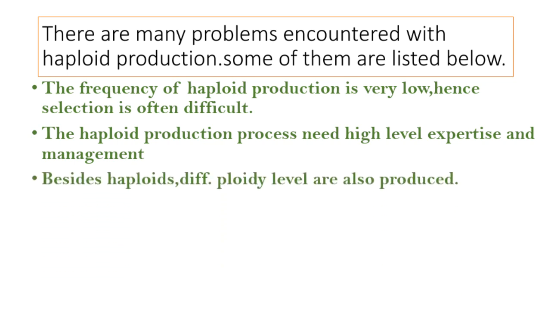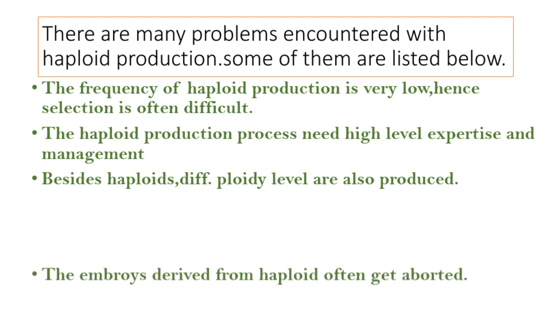Third one is that besides haploid plants, you often get some other ploidy levels because of nondisjunction or immature mitosis or meiosis process. So it is not necessarily the case that you always get haploid plants. Some other ploidy levels you are going to get too.